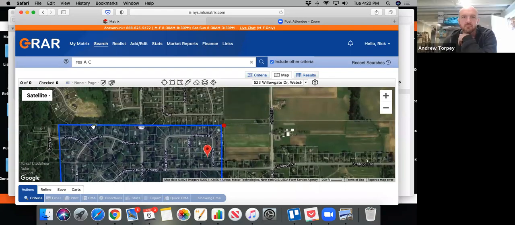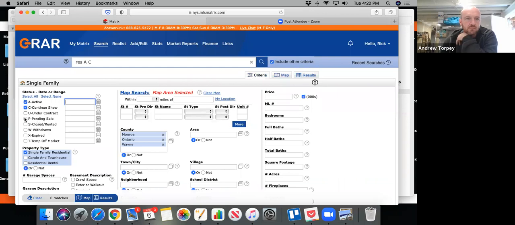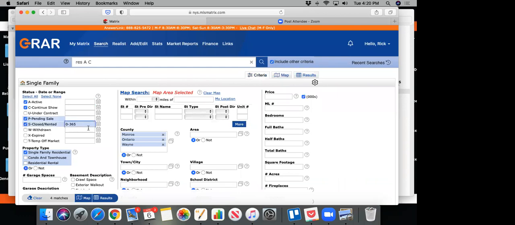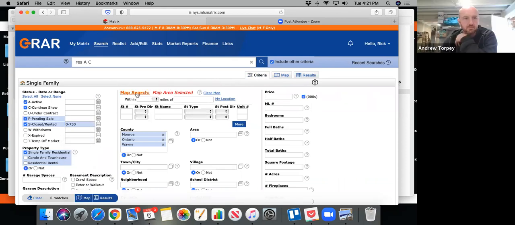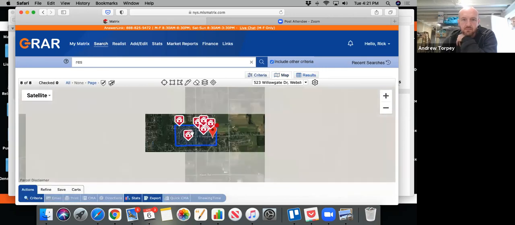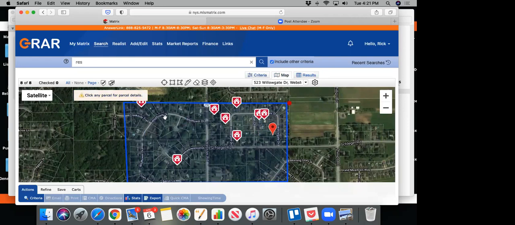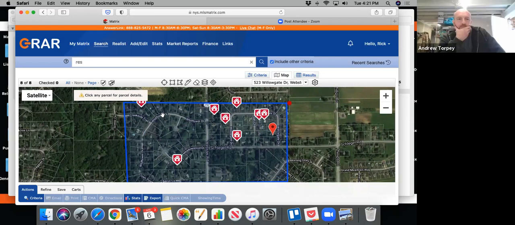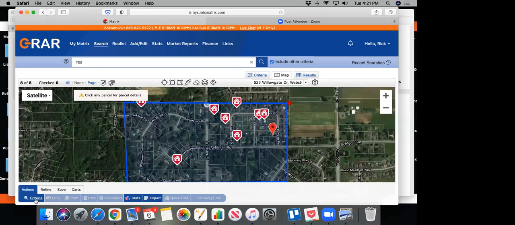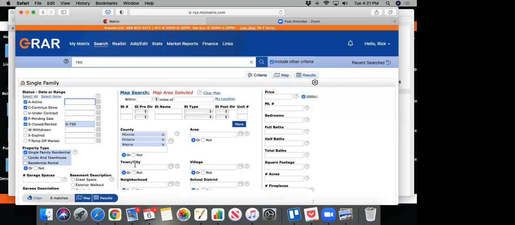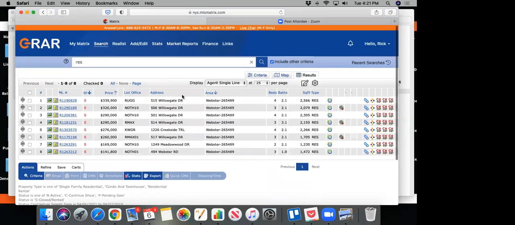Now you go back to criteria. Pending, sold. And let's say we do 730. If we go back to the map search, now you're comparing houses right in the same area. Do you understand how that worked? Okay, cool. So you got that. Now we click results. Now we got all this nice data right in that neighborhood.